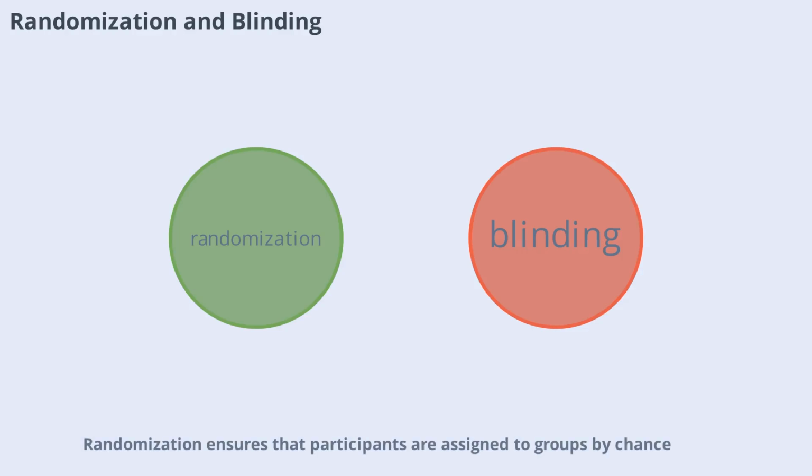Randomization ensures that participants are assigned to groups by chance, while blinding prevents researchers and participants from knowing which group they belong to. These techniques help ensure that study results are objective and not influenced by preconceived notions or expectations.